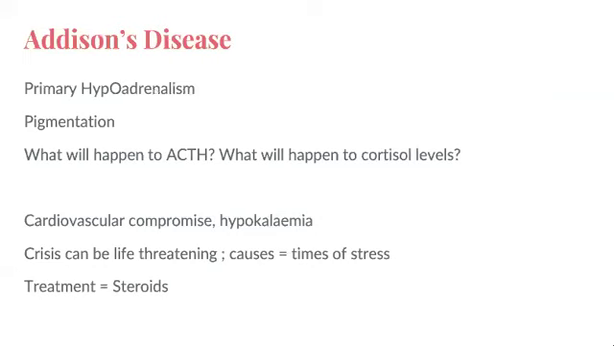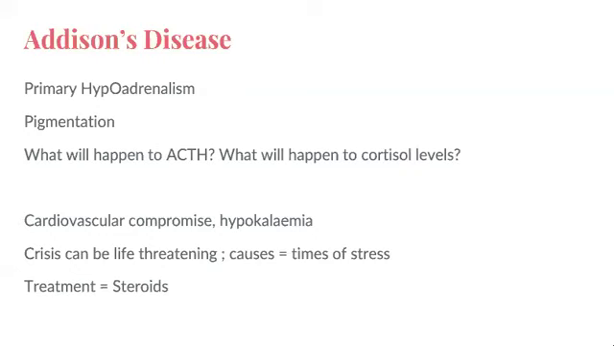Next, we'll talk about Addison's disease. Addison's disease is a primary hypoadrenalism. It's associated with pigmentation. The adrenal glands will release cortisol and those other hormones. But if the problem is with ACTH, there wouldn't be pigmentation, whereas in Addison's disease, you would expect to see pigmentation. Because the cortisol is low, the ACTH will be high. However, if it was secondary hypoadrenalism, you would expect the ACTH to be low and the cortisol to be low.